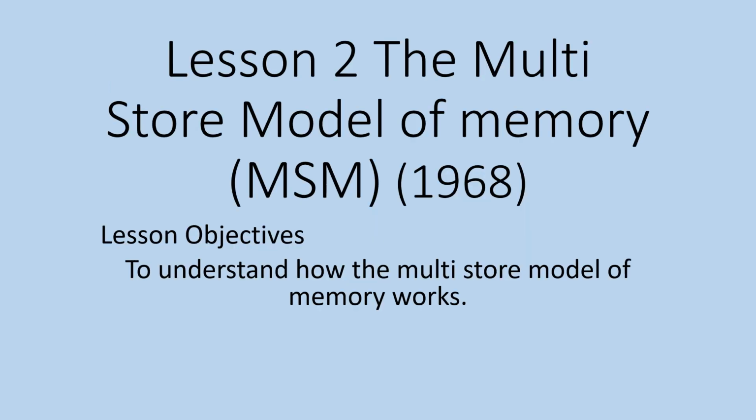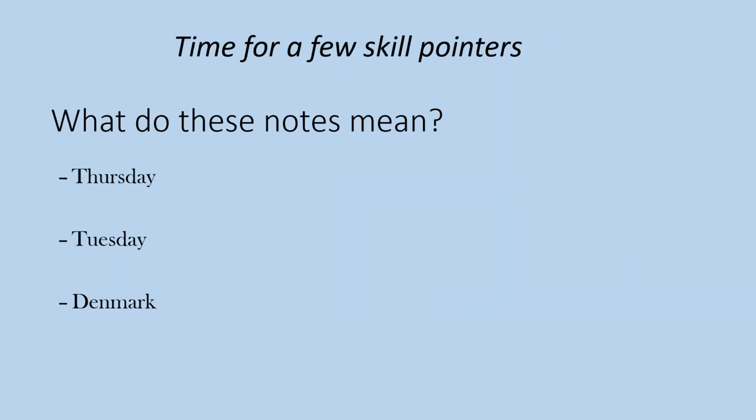So we're looking at the very first model of memory. It's the multi-store model of memory by Atkinson and Shiffrin, published in 1968, which, as you probably noticed, was a little time ago. It's abbreviated MSM, and we're going to be looking to understand that in this session.